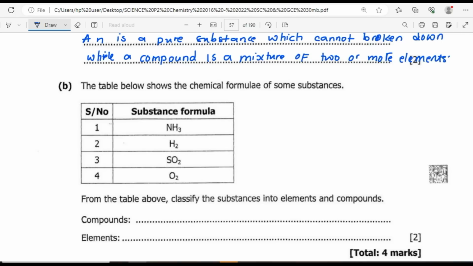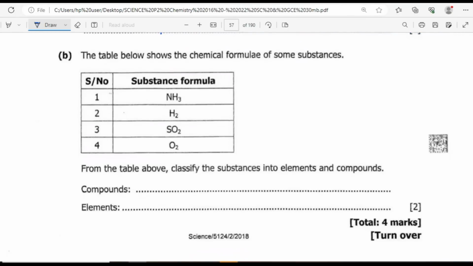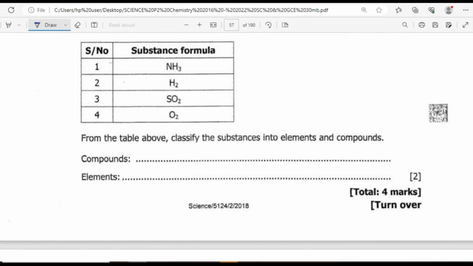Then the table below shows the chemical formulae of substances: ammonia, hydrogen, sulfur dioxide, O2. From the table above, classify the substances into elements and compounds. For compounds, ammonia is a compound because there is nitrogen and hydrogen. Sulfur dioxide is also a compound since we have two elements. Then elements, hydrogen is just an element. O2 is also just an element. So for elements, we are just looking at a substance that has one kind of atom. Then for a compound, we are looking at substances that have two types of atoms.